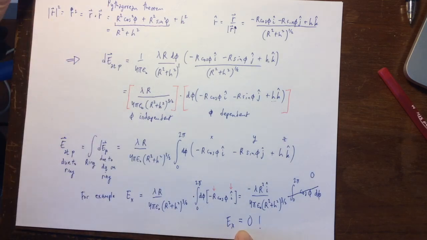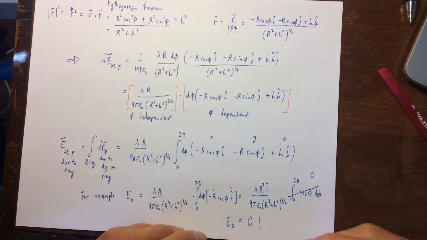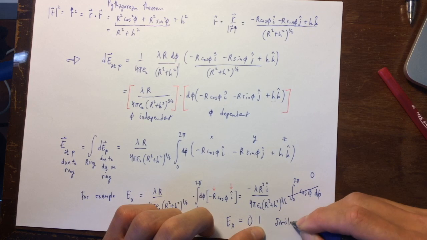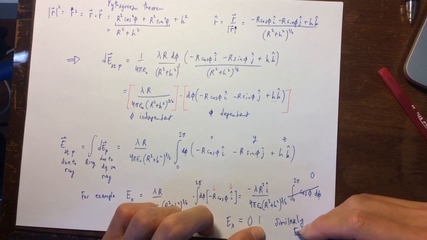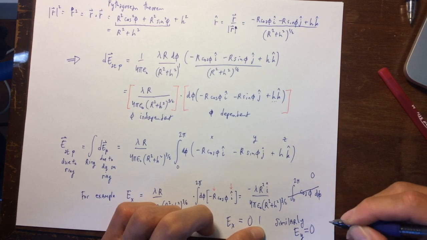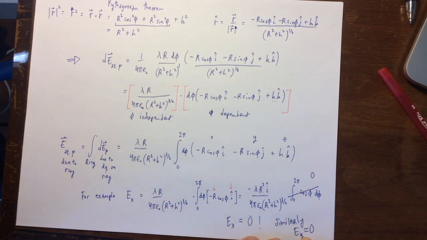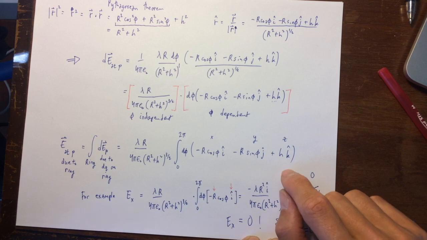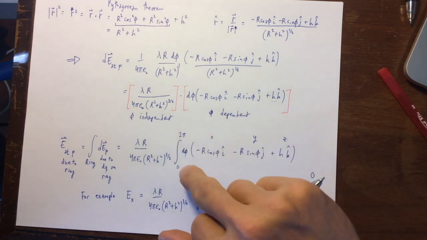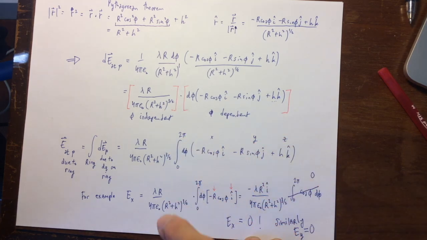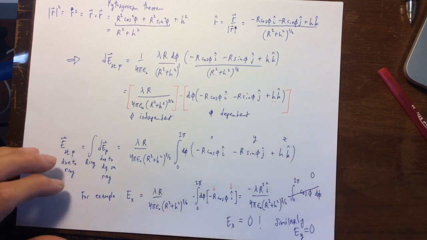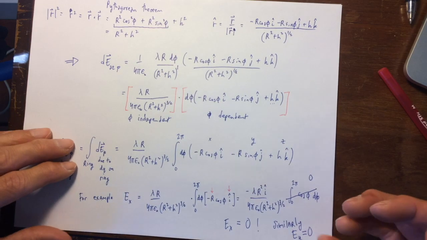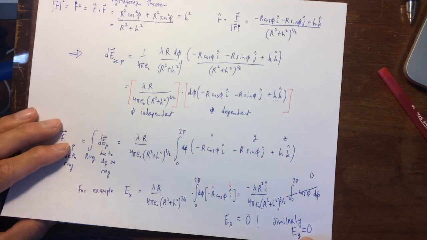If I go back and, similarly, you can guess that the y component is 0 as well. So the y component will be 0, and you can go up and do the integral if you want. You'll do the integral of sine of phi from 0 to 2 pi, which becomes negative cosine, and negative cosine at 2 pi has the same value as negative cosine at 0. So when they subtract, they just subtract each other to 0. So that's what will happen in the y direction.